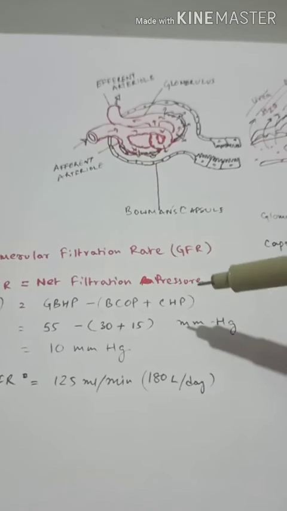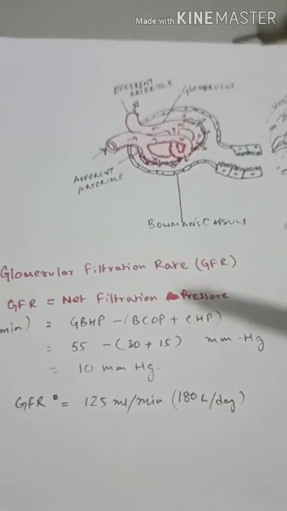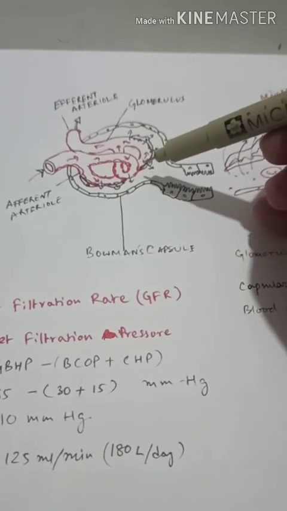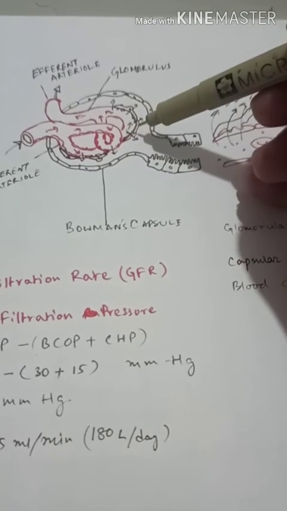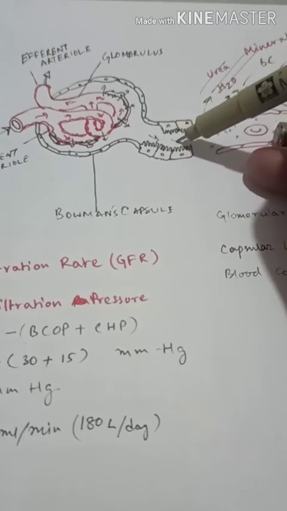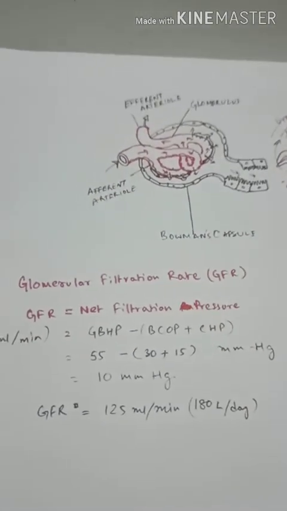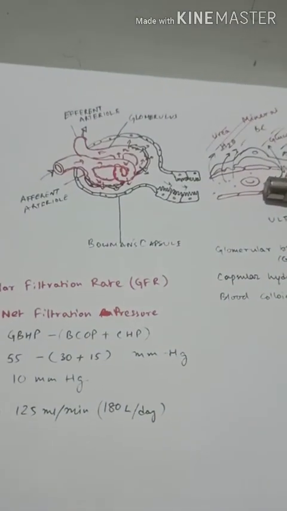So the net filtration pressure is the pressure exerted right here, which helps in diffusion of all the solute or waste material from here into the Bowman's capsule. Then through that it will be carried to the proximal convoluted tubule. We'll talk about the reabsorption in another class, but this is the generalized idea about the ultrafiltration going on.